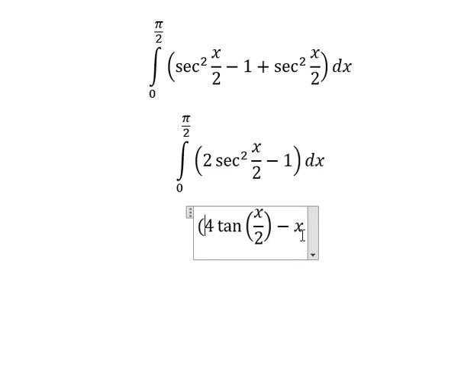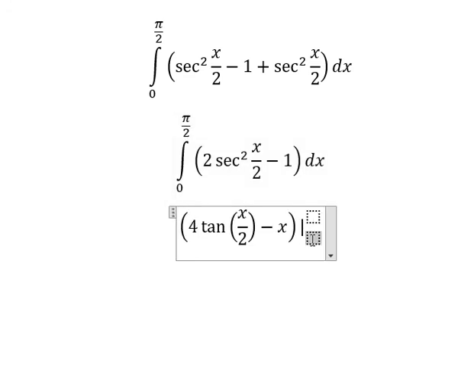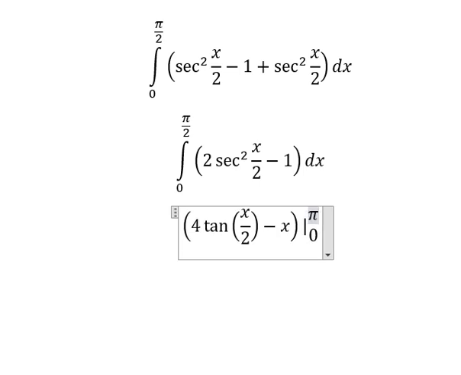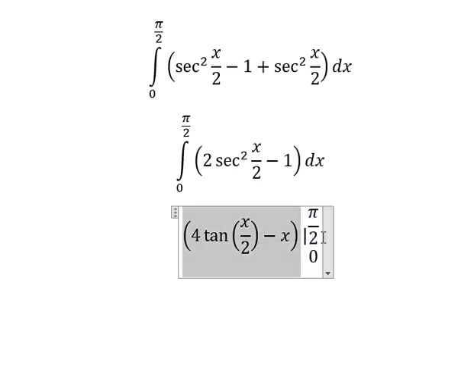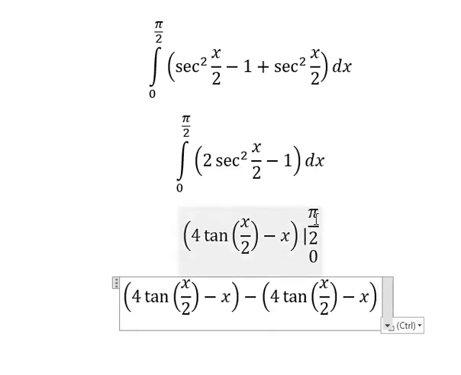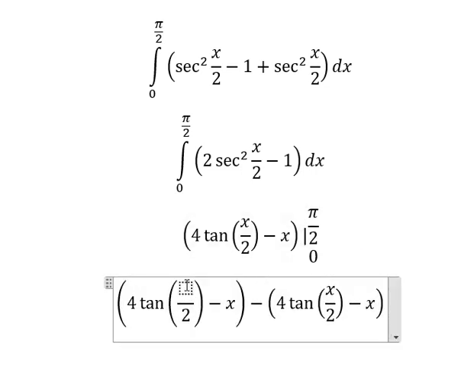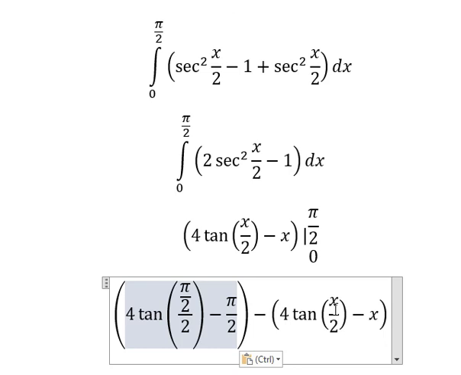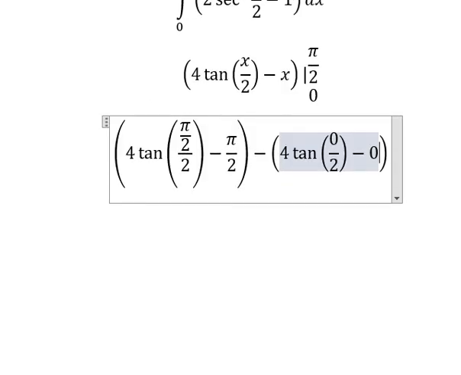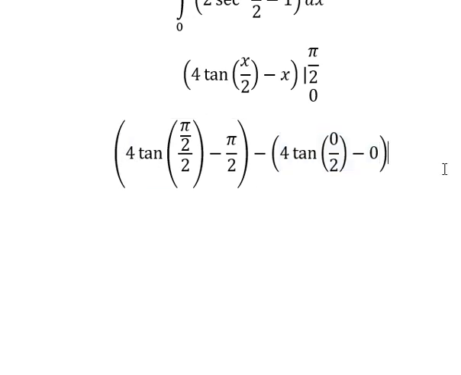And now I will put the bounds from 0 to b over 2. And now we put b over 2 going here. Number 0 going here. This one we calculate and you got 4 minus b over 2.